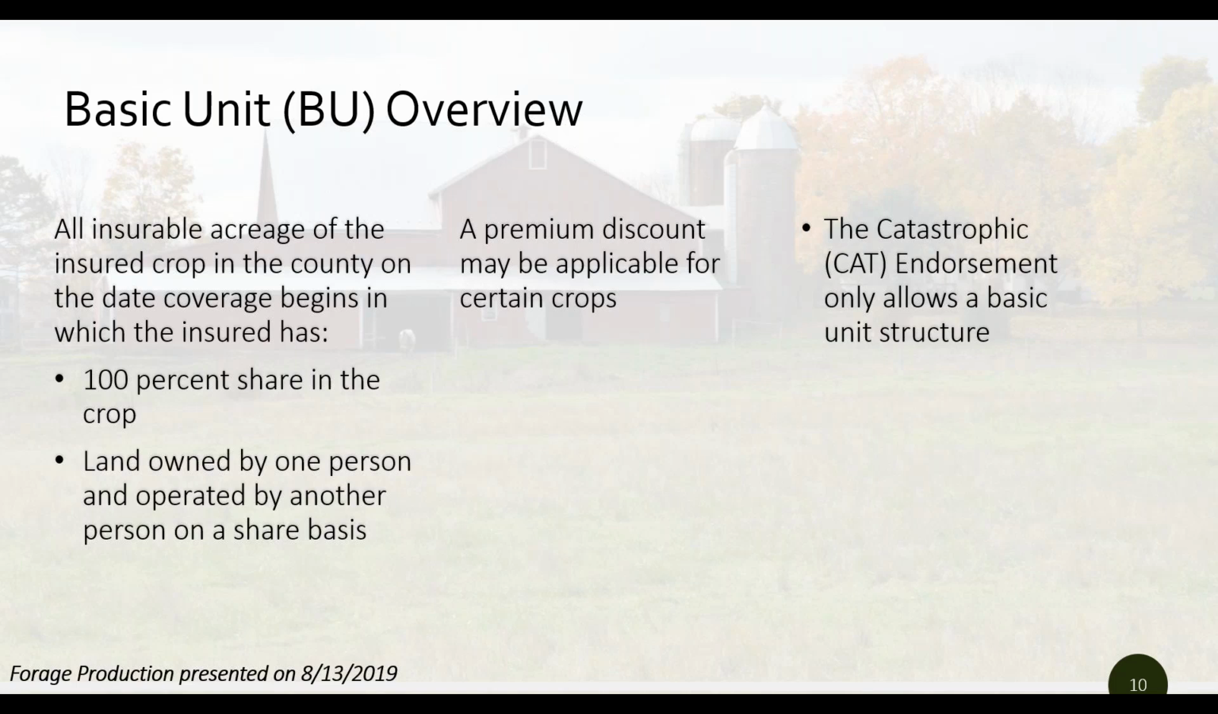Situations that result in less than 100% share in the crop, let's say land is owned by one person, maybe a landlord, and operated by another person on a share basis. A crop share with each different landlord, tenant, or sharecropper, so you have 66 with one, 50 with another, those are all considered shares, and they are all rolled up into a basic unit. So what I'm trying to say is varying percentages of shares within a basic unit do not qualify for separate basic units.